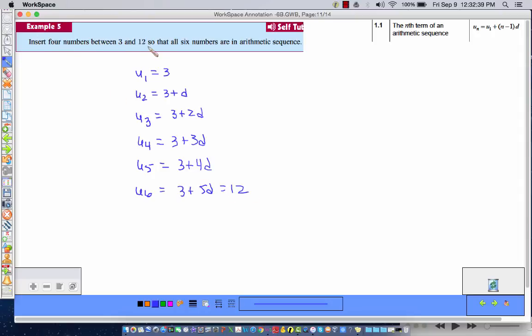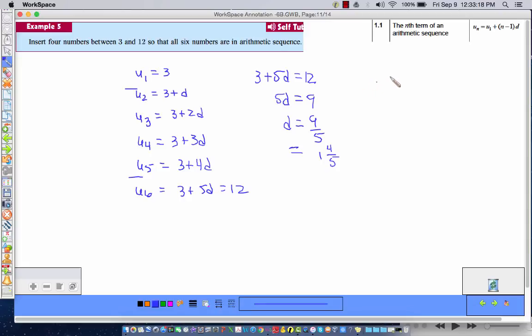Insert 4 numbers between 3 and 12. Okay, so 1, 2, 3, 4, 5, 6. If there's 4 numbers in between, here they are. Well, if I find d, I can easily find these numbers. So 3 plus 5d equals 12. 5d equals 9. So d is equal to 9/5. Or, let's see, that's going to be 1 4/5. Depends on how you want to go through doing this.